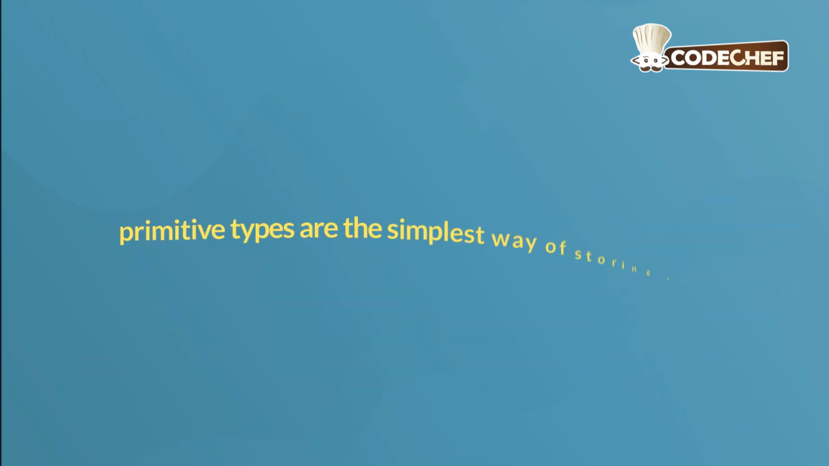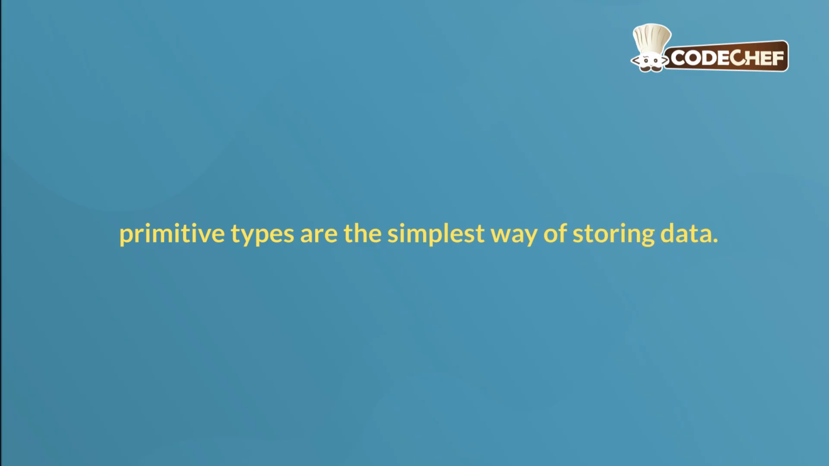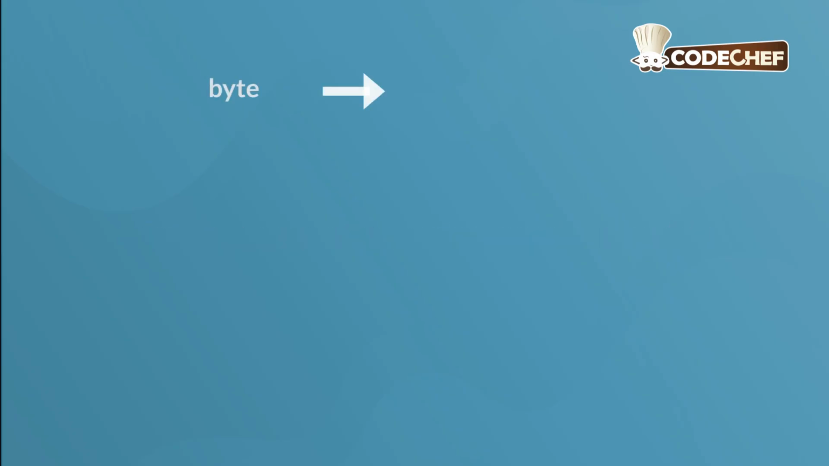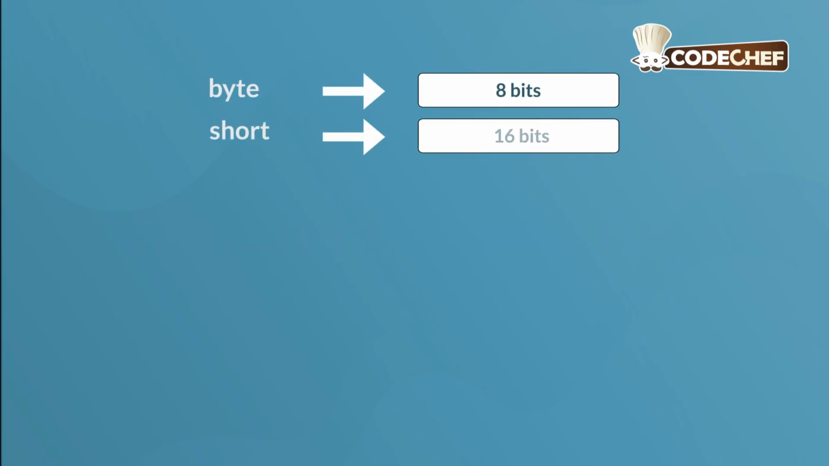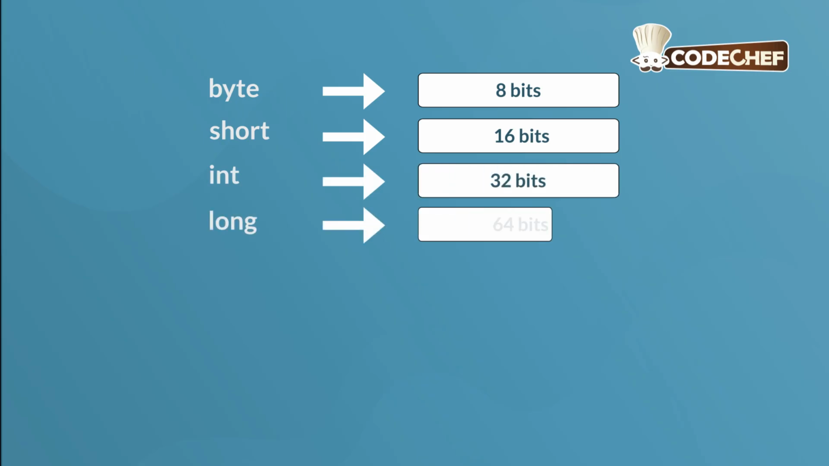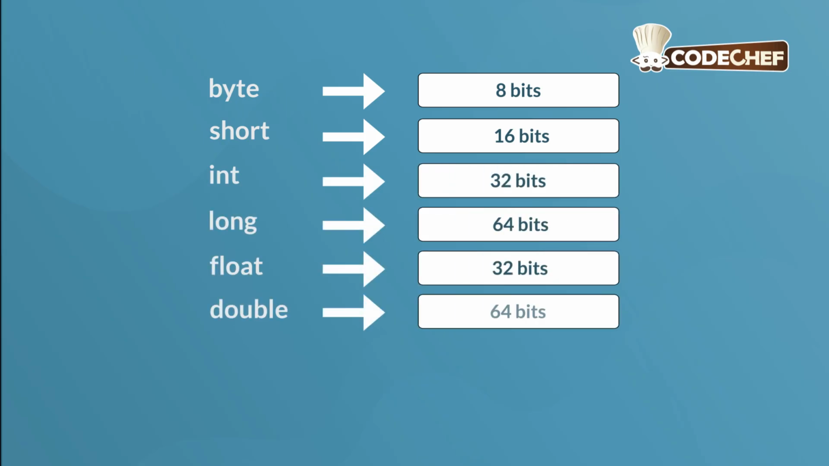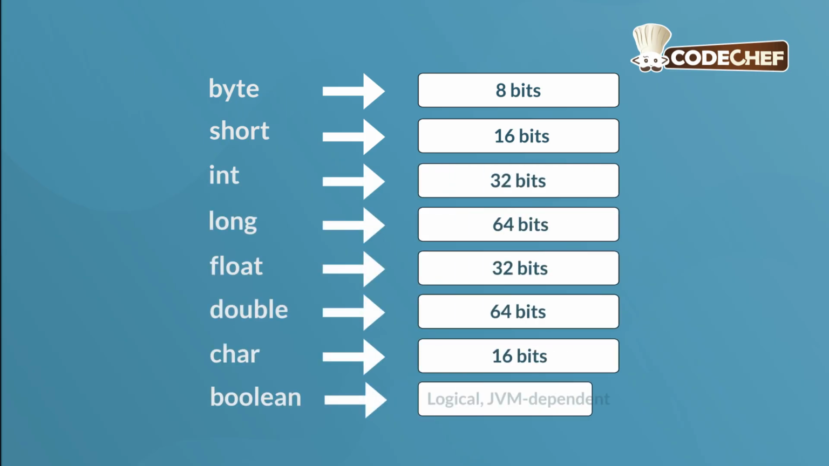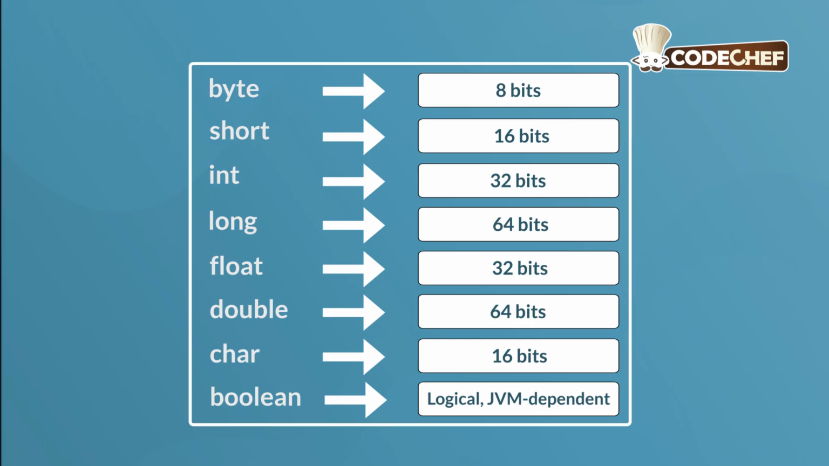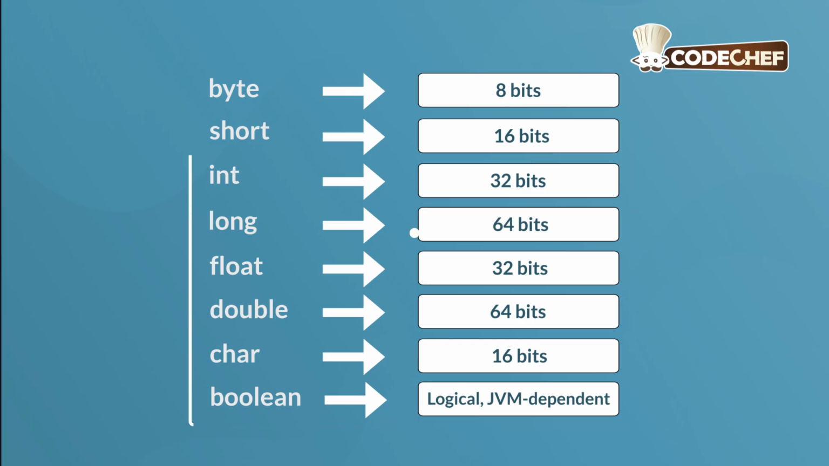In Java, primitive types are the simplest way of storing data. There are 8 of them: byte, short, int, long, float, double, char, and boolean. They allow Java to efficiently store numbers, decimals, single characters, and true or false values.